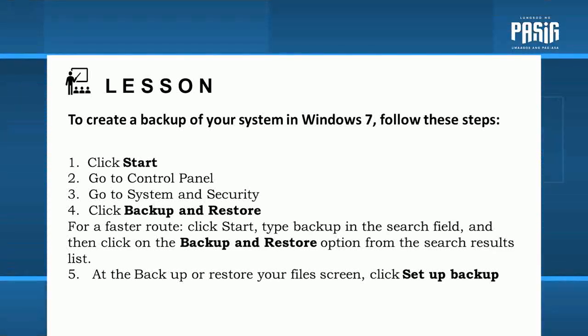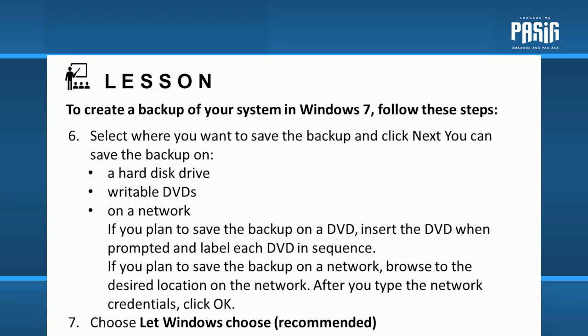5. At the Backup or Restore your files screen, click Set up backup. To create a backup of your system in Windows 7, follow these steps. 6. Select where you want to save the backup and click Next.